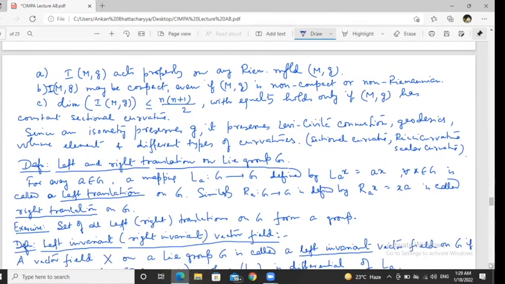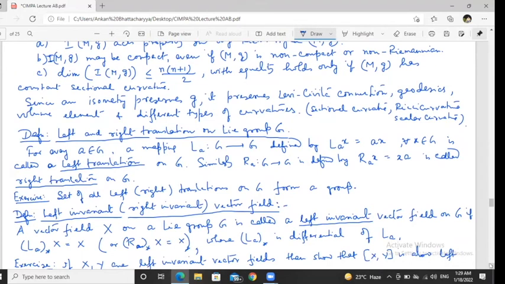Now I come to some other concepts of Lie groups: left and right translation on a Lie group. For any a belonging to G, where G is a Lie group, a mapping L_a from G to G defined by L_a(x) = ax is called a left translation, since it acts from the left. Similarly, R_a from G to G defined by R_a(x) = xa is called a right translation on G. The set of all left and right translations on G also forms a group.